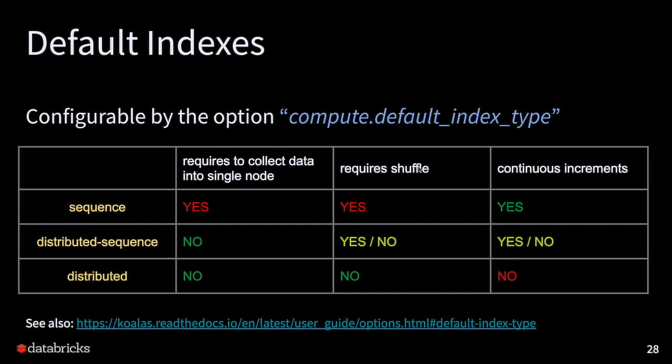The third option is distributed. It has almost no performance penalty and always creates different numbers, but the numbers have unexpected gaps. It means this index type can never be used as the index for operations on different data frames. We can't know how the join works. But if the index is just needed to order rows, then this index type would be the best choice. Please also see this user guide for more detail.